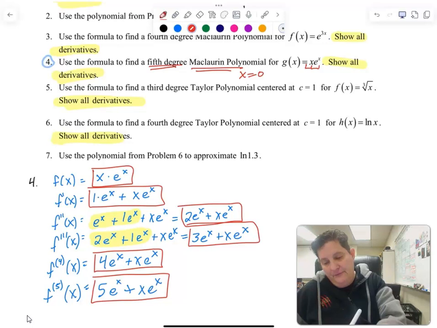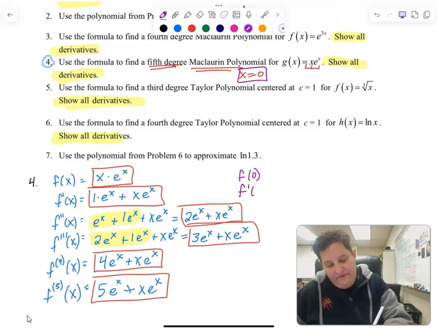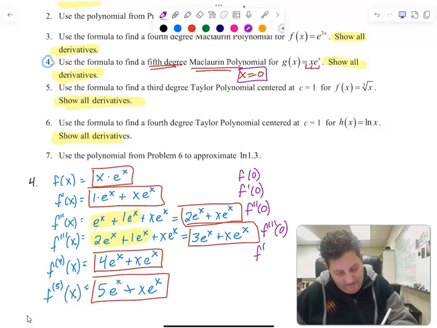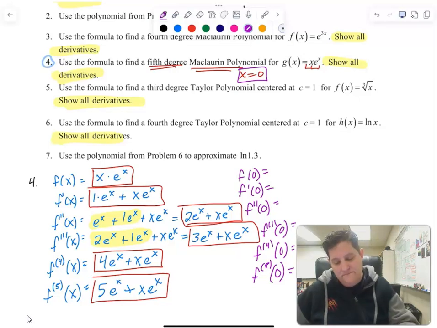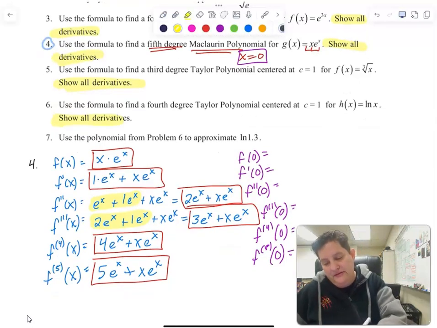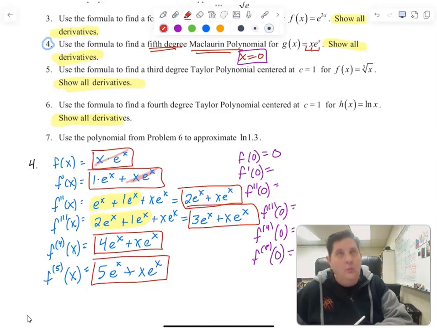Okay, now I am plugging in x equals 0 for each of them. Alright? And we're going to find f of 0, f prime of 0, f double prime of 0, f triple prime of 0, f quadruple prime of 0, and f quintuple prime of 0. Okay? Now think about this, guys. When I plug in 0 to these, well, that's just going to be 0. That part is 0, and that part's 1 e to the 0. And e to the 0, anything to the 0 is 1, so that part is just 1.